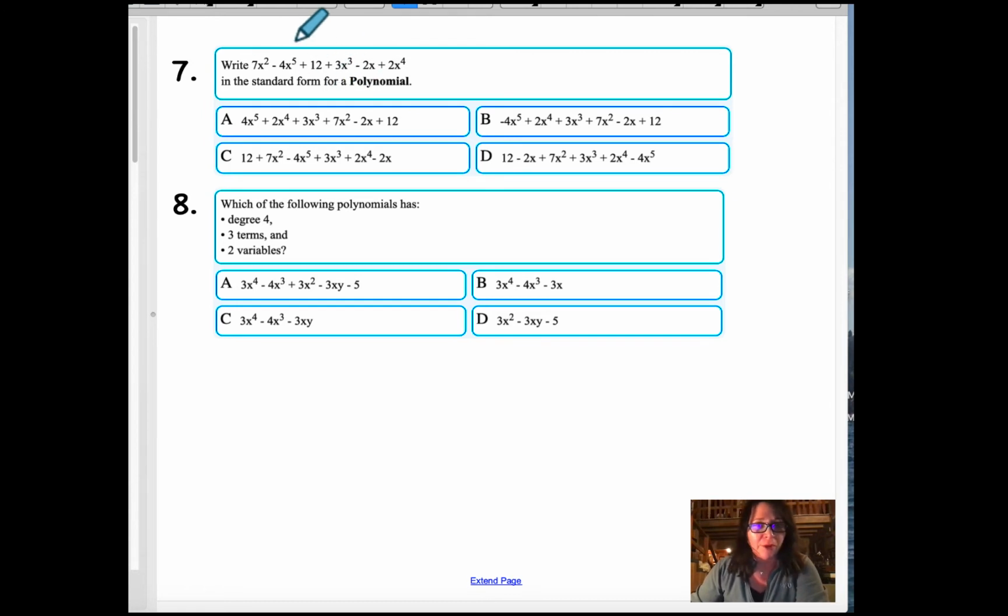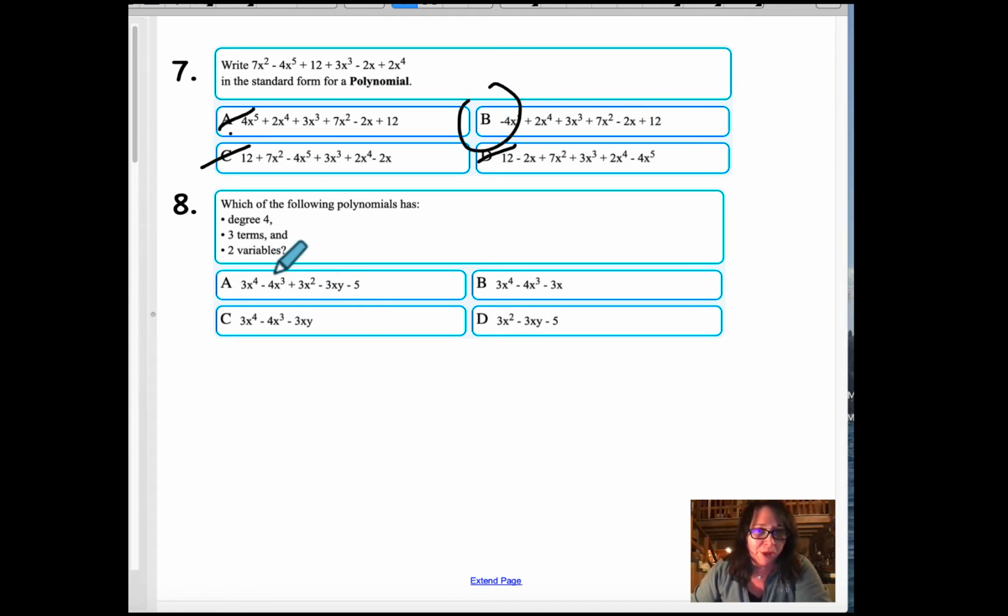Standard form for a polynomial is where you start with the highest power and then everything is in descending order after that. So in this problem, the highest power is 5. So I'm looking for something that starts with the fifth power, which is, in this case, see this negative 4? This is a positive 4, so this is out. 12 is out. This one's out, and this is a negative 4 x to the 5th, 4th, 3rd, 2nd, so it would be B.